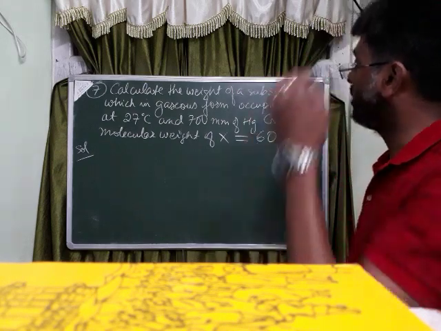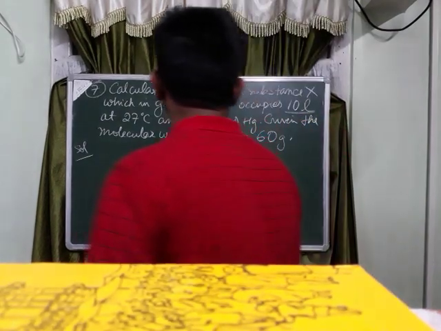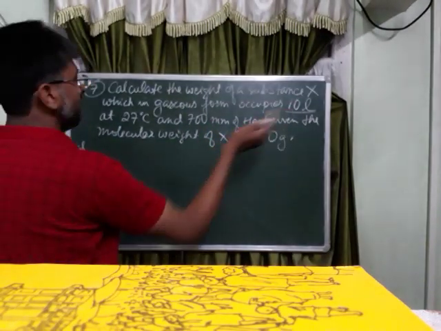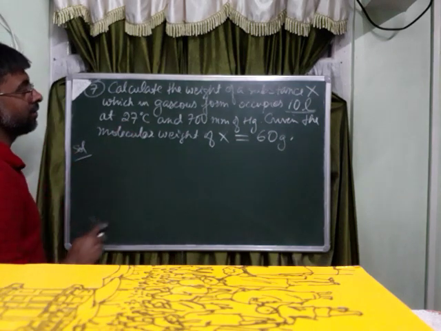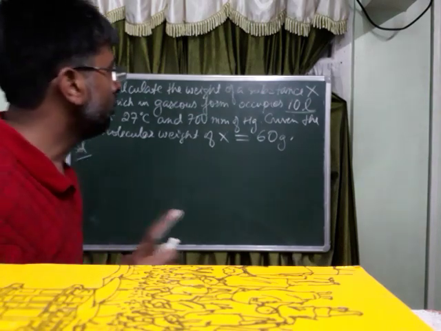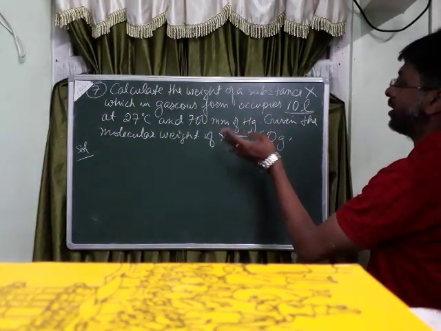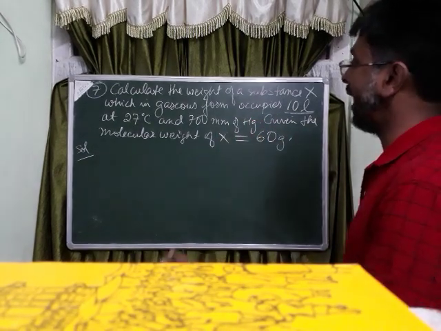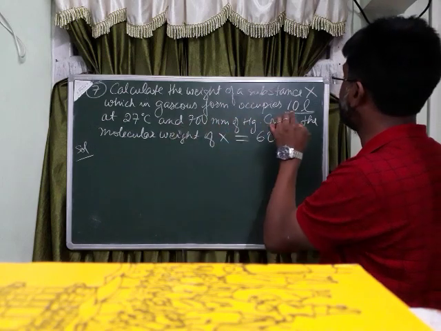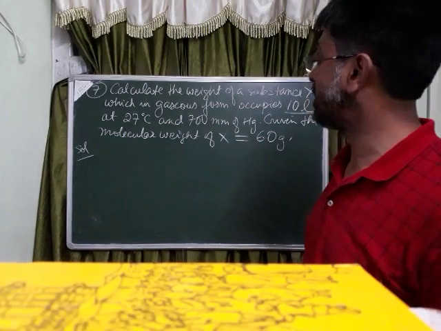Copy this question. Now, if you look at this question very carefully, you will find that this 10 liters, this temperature 27, this 700, it is not at STP. So, the first thing we need to do is convert this into STP and get the mass of the gas occupied by 10 liters in STP, in grams. So that is to be done.